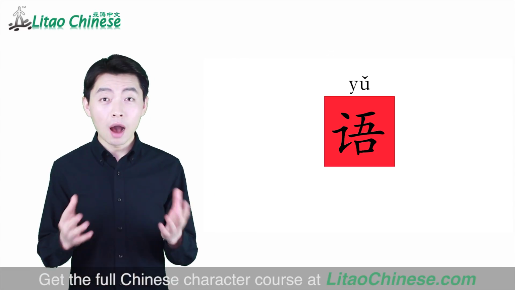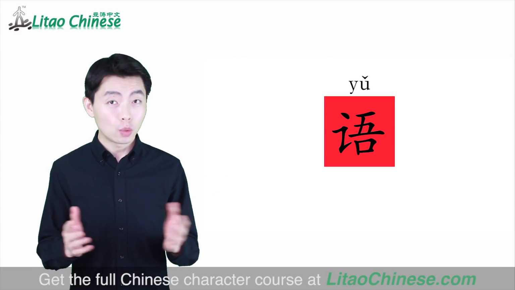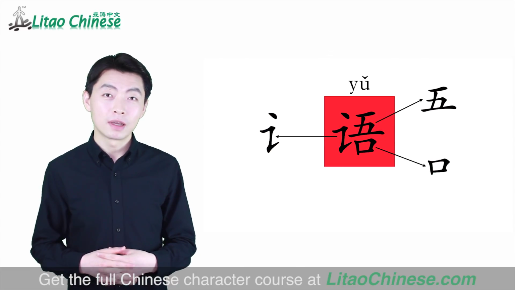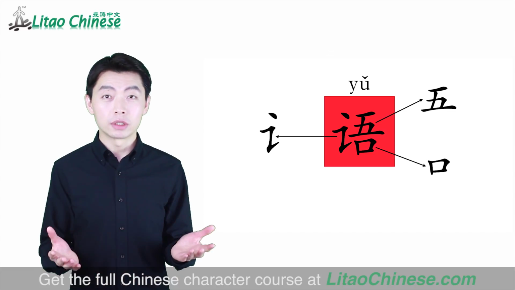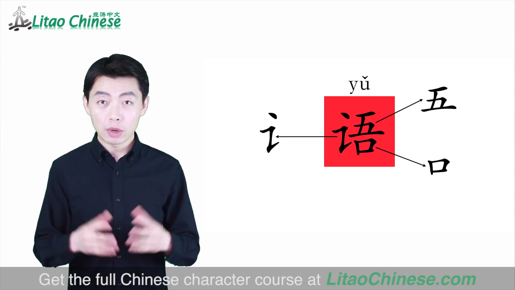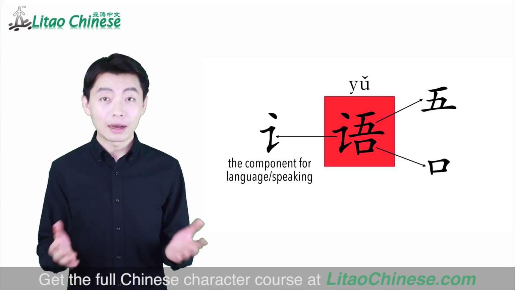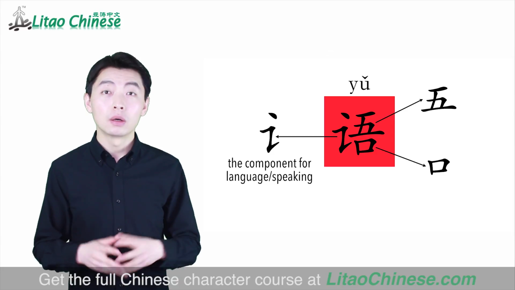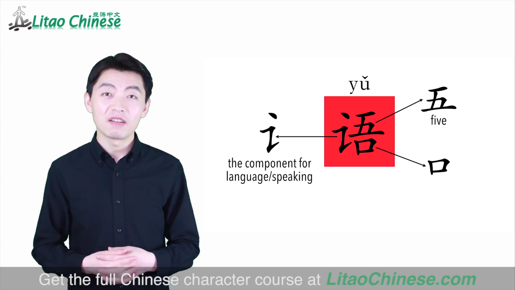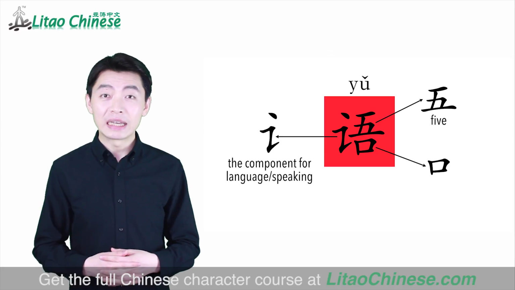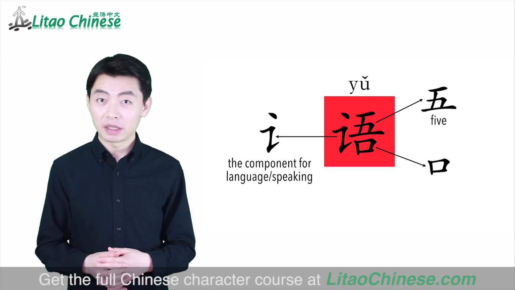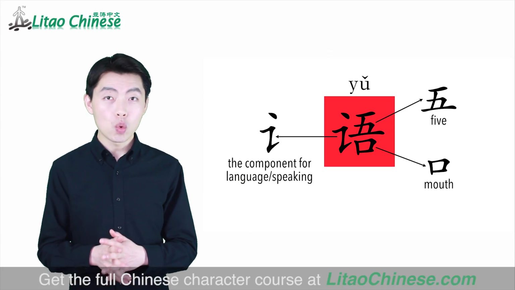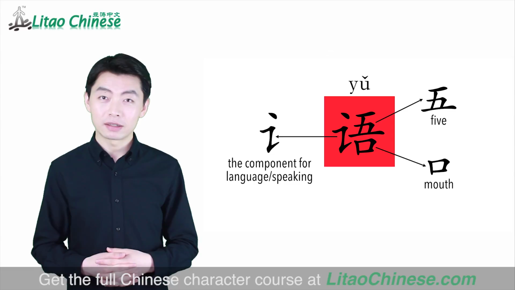It looks quite complex for the first time, but don't worry, let me break down this character into 3 parts. The left part is the component we have just learned, which represents the meaning of language or speaking. The upper right part is the character 五, which means number 5. The lower right part is the character 口, which means mouth. We already learned the 2 characters, 五 and 口, in lesson 6.